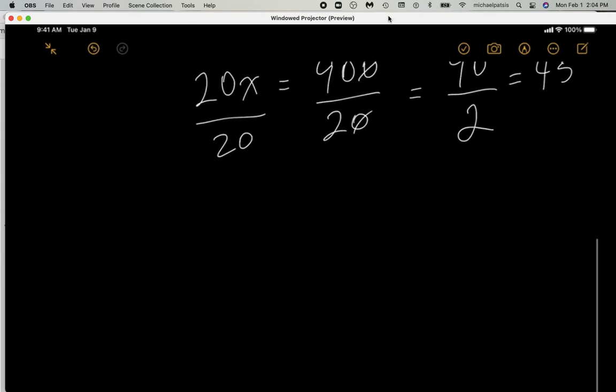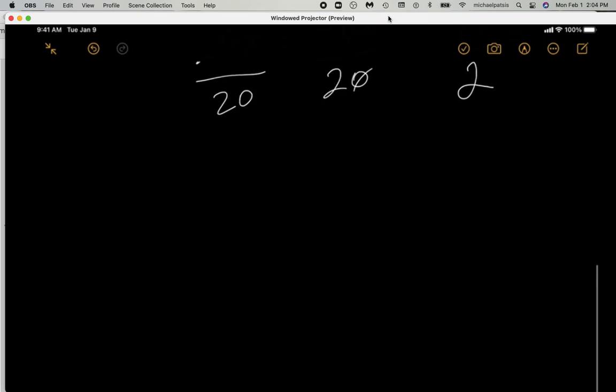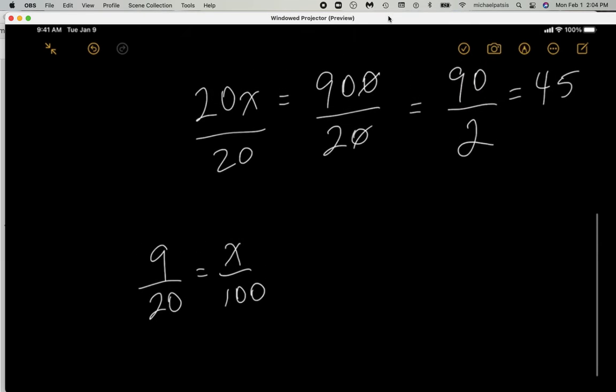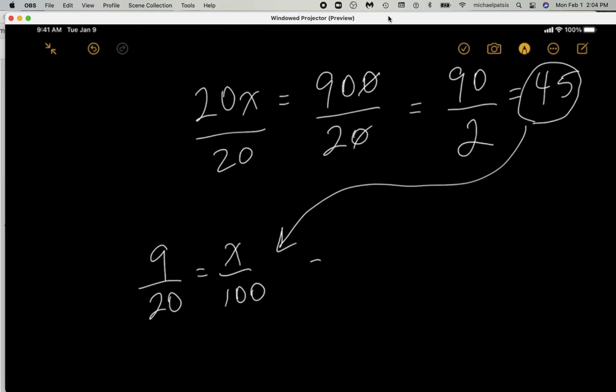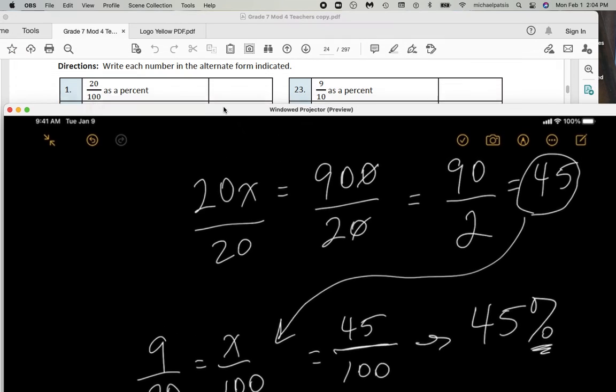Now we know that our original fraction was 9 over 20. We set that to x over 100. We solve for x, that it's 45. So now we can replace the x with 45 over 100. That is 45%. Percent is the same thing as dividing by 100. Let's do another one.